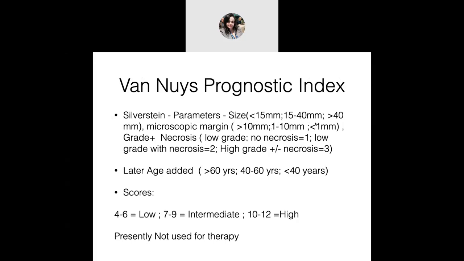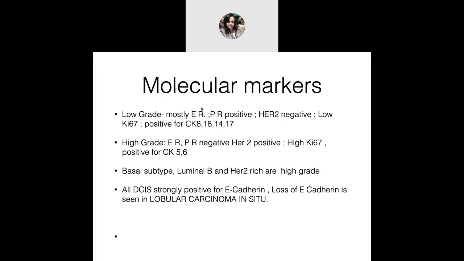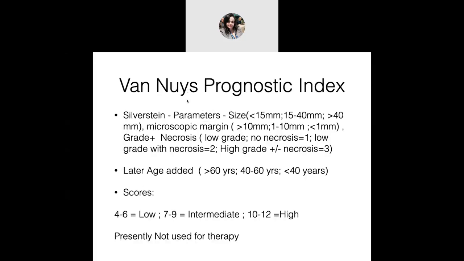Size in three categories: less than 15, 15 to 40, and so on. And microscopic margin. You can apply this classification only after removal of the tumor. Okay. It is not preoperative. It's a prognostic index based on histology of the removed lump or removed specimen of ductal carcinoma in situ. So this is a histological diagnosis given by the pathologist on the report of an excisional biopsy or full mastectomy. They check the microscopic margin of clearance, and the margin can be more than 10 millimeters, or 1 to 10 millimeters, or less than 1. So you have three categories.